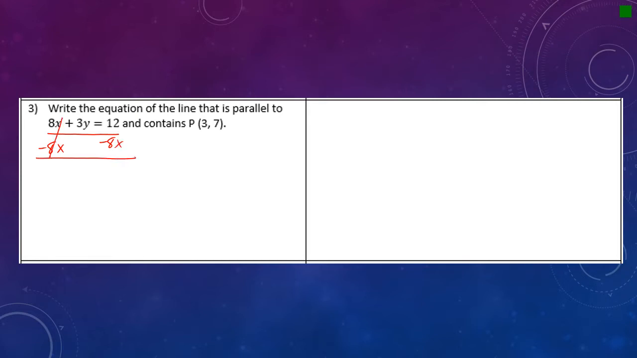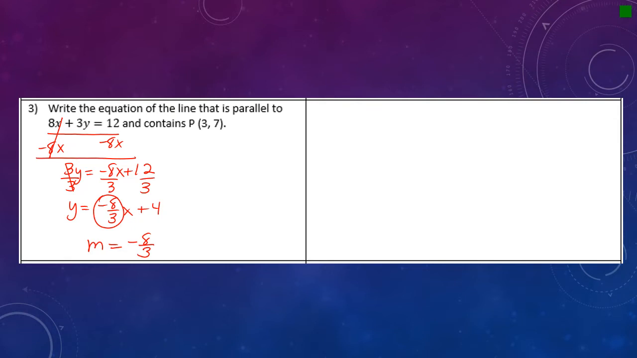So those cancel, and I have 3y equals negative 8x plus 12. Now I have to divide everything by 3. So I end up with y equals negative 8 over 3 x plus 4, because 12 divided by 3 is 4. So now I can tell you that the slope of this line is negative 8 over 3.